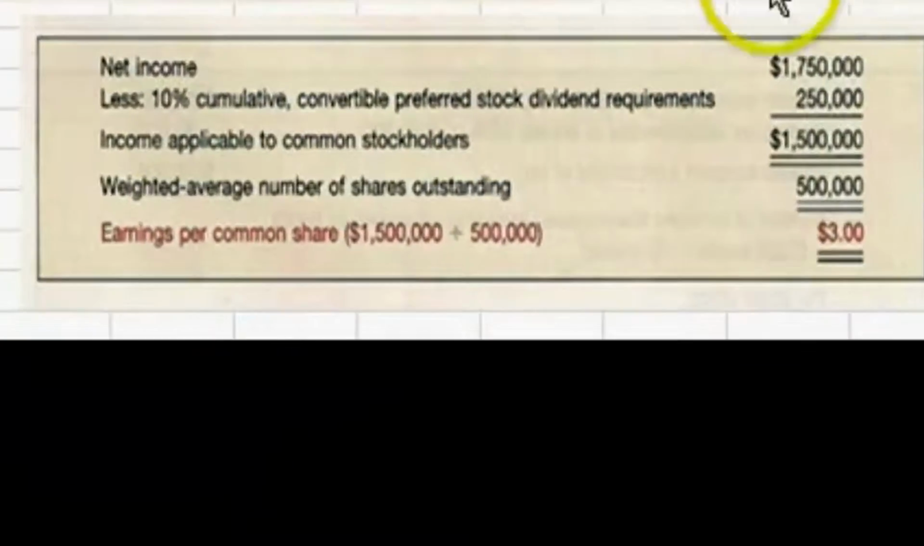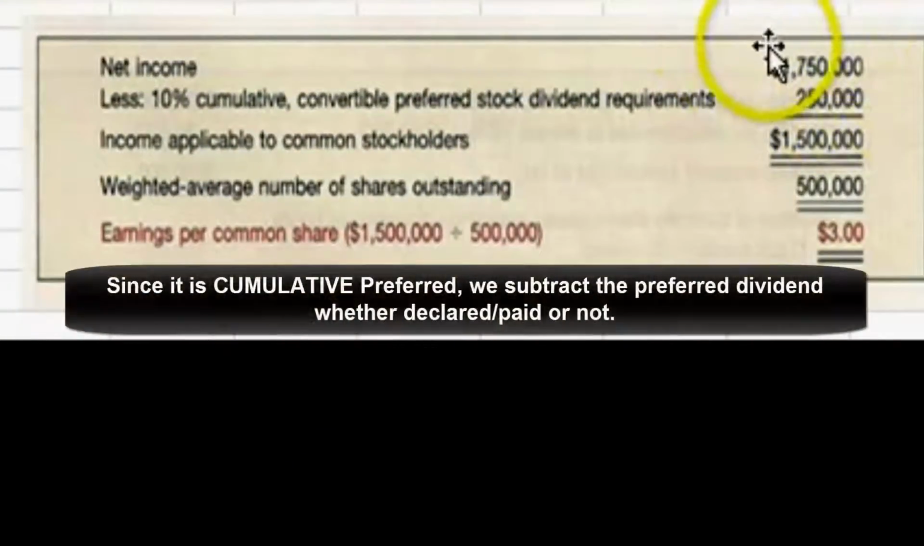So this company had net income of $1,750,000 last year. We subtract out the money that belongs to the preferred stockholders. We know that there's $2,500,000 of preferred outstanding. We know the annual dividend is 10%. So that's $250,000 that doesn't belong to the common shareholders.